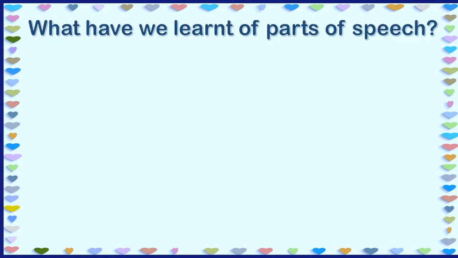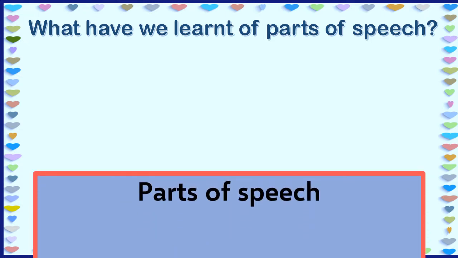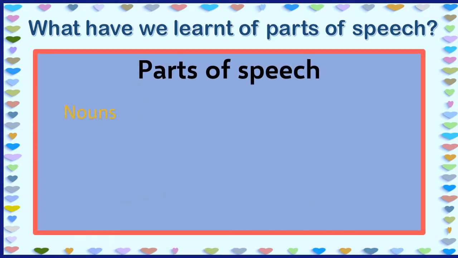What have we learned so far this year of the parts of speech? We have learned about nouns. Nouns are the naming words for people, places, things, and animals. We learned about verbs. They are your doing words, the actions. If you write sentences, every sentence needs a verb, and when you speak, every sentence just has a verb.